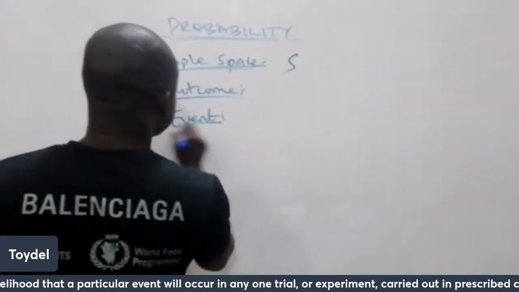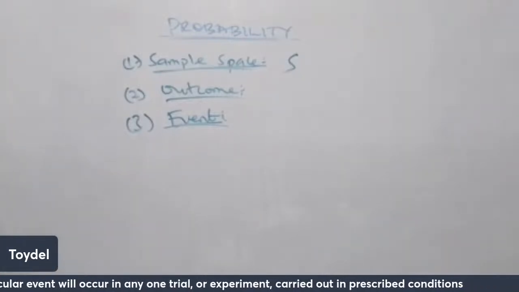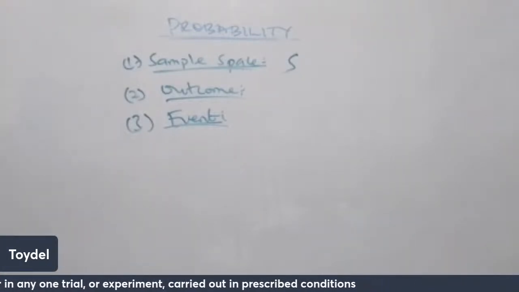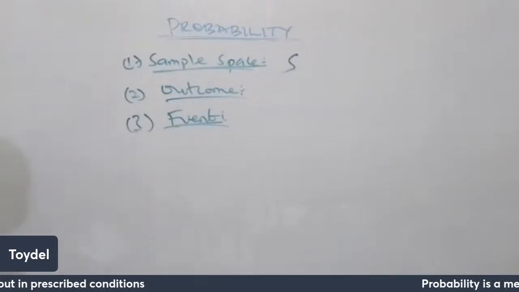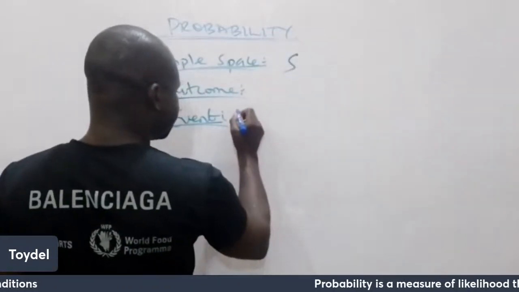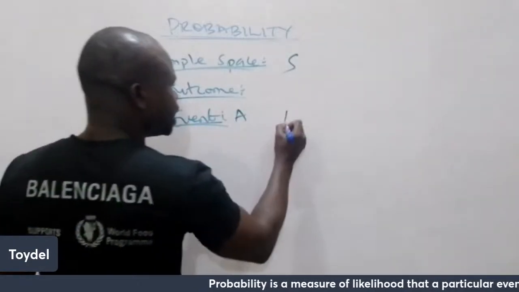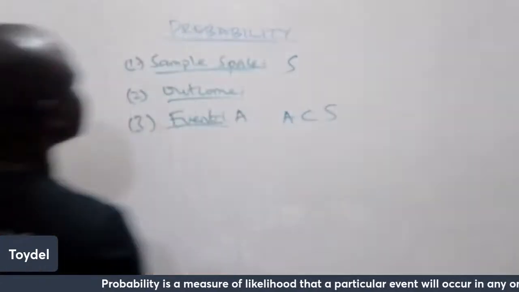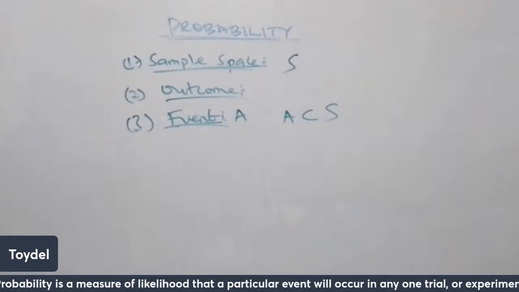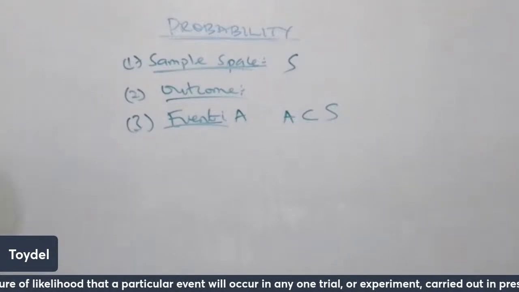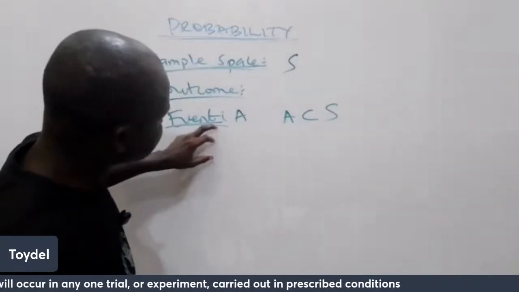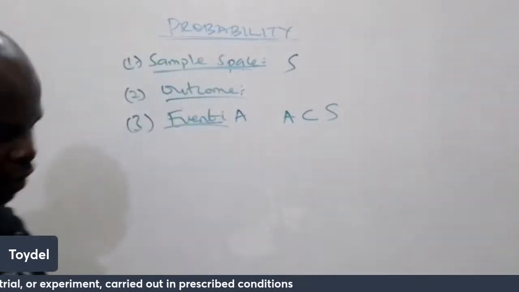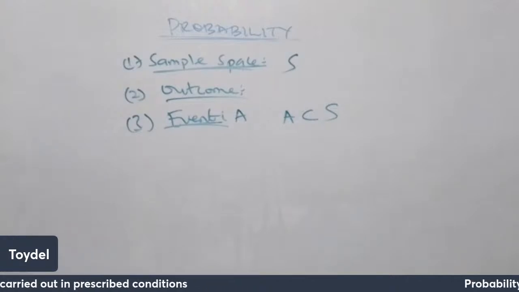Then we can also talk about events. That's another term that we want to define. An event is a subset A of a sample space. That is, if you say A is an event, A is a subset of the sample space, because we defined a sample space as a set S that contains all possible outcomes. An event is actually a subset of this sample space, that is, part of the sample space.